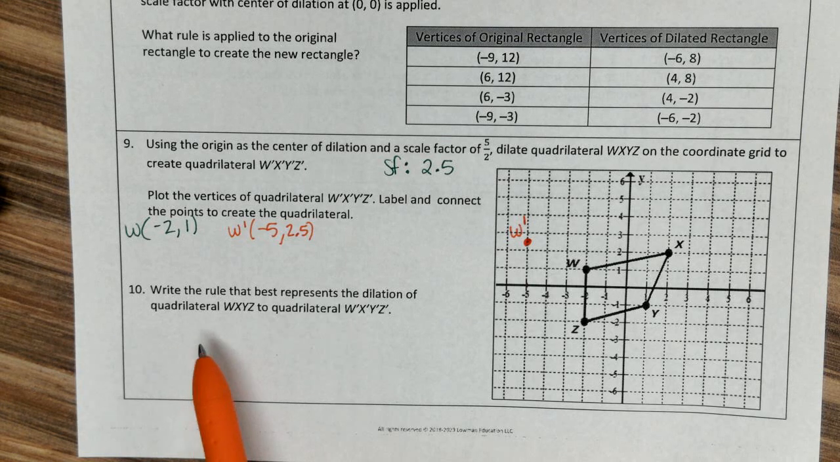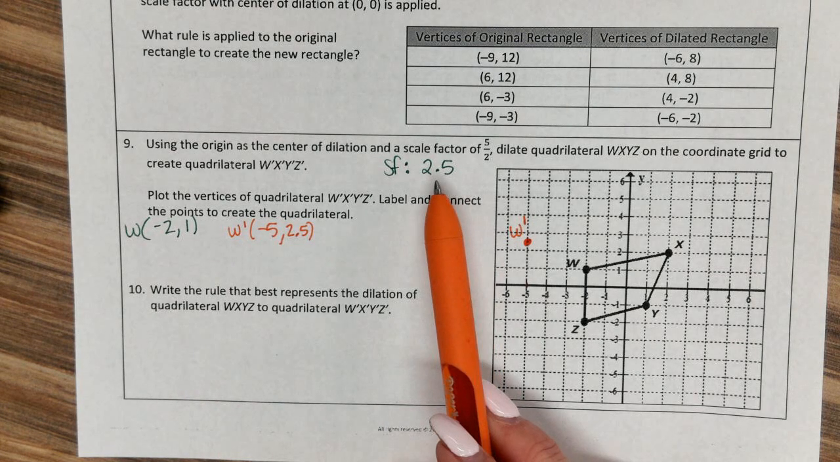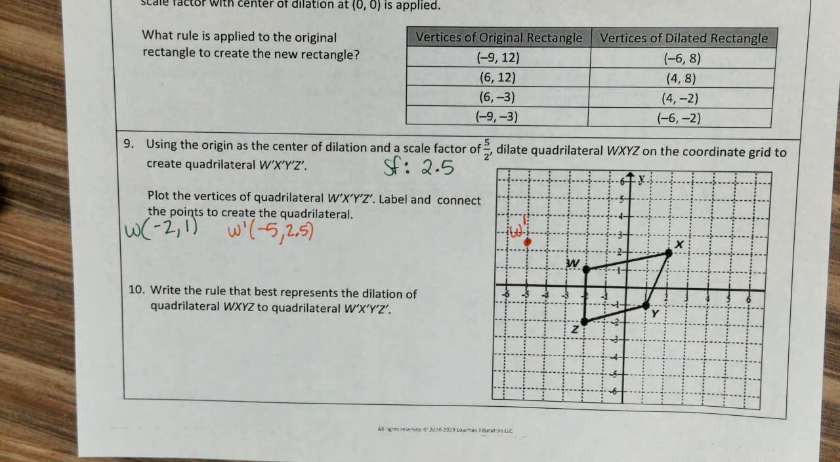And then down here it says, write the rule. Well, they already have the scale factor. So 2.5X, 2.5Y. Or 5/2 X, 5/2 Y, whichever way you want to write it. Okay? All right, get busy.